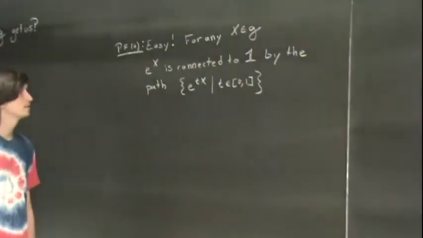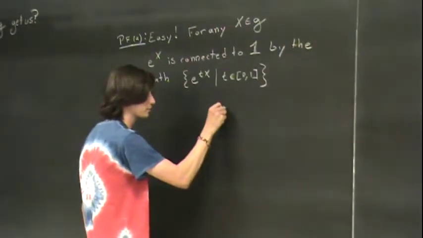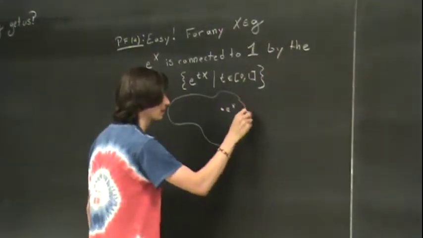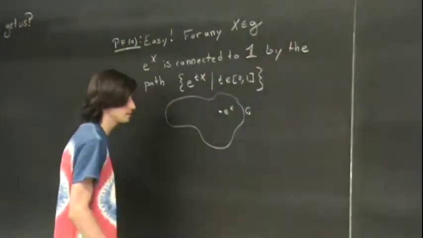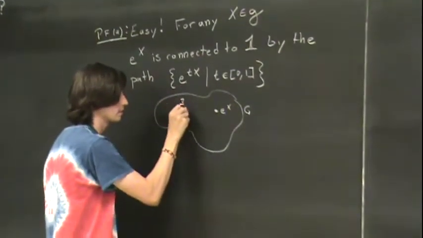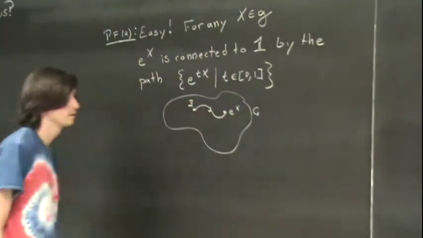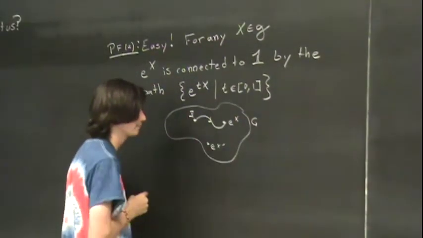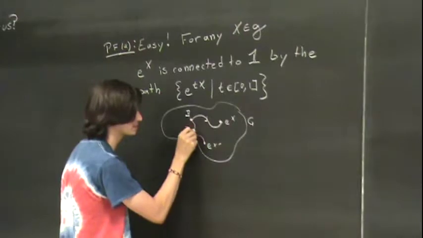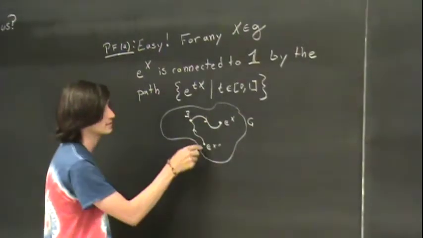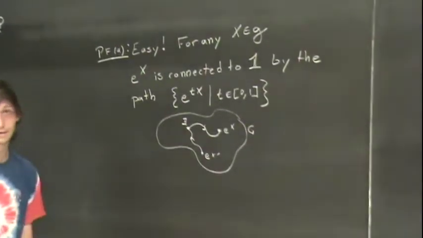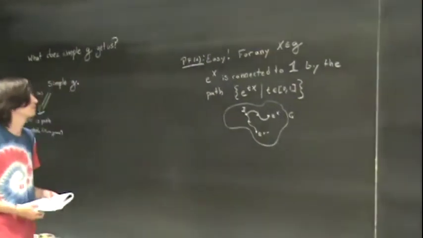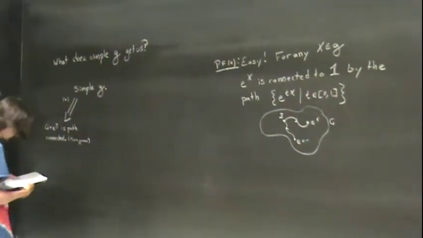So the idea is that if I have any point out here in the group, if I make this whole bubble my group G, and add the identity over here, I can write a path connecting these two. And thus, if I have any other element, e to the x prime, I can draw a path from e to the x prime to the identity and then back to e to the x. Thus, any two points in the group are connected by a path. Thus, the group generated is path connected.